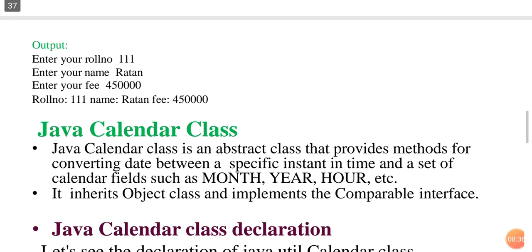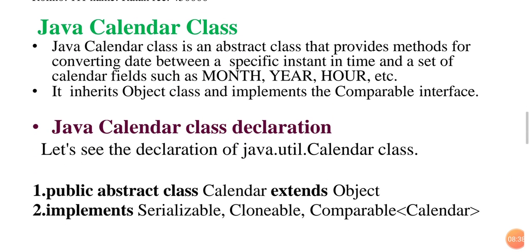Next type of class is Java Calendar class. Java Calendar class is an abstract class that provides the methods for converting the date between a specific instant in time and a set of calendar fields such as month, year, hour, etc. It inherits the Object class and implements the Comparable interface. It extends the Object class, which is a superclass for every Java class, and it implements the Comparable interface, which is used to compare with the present date.